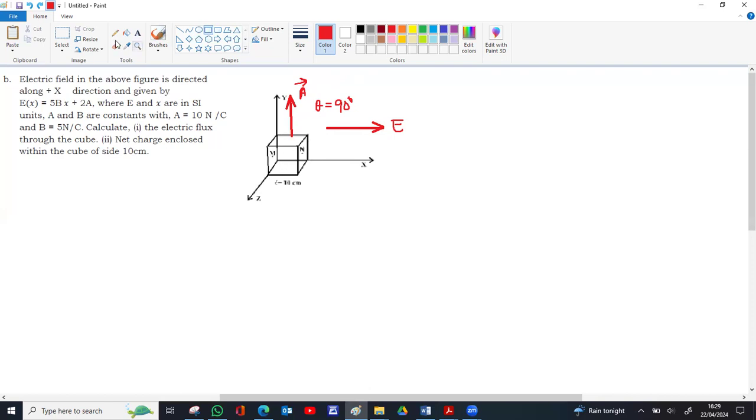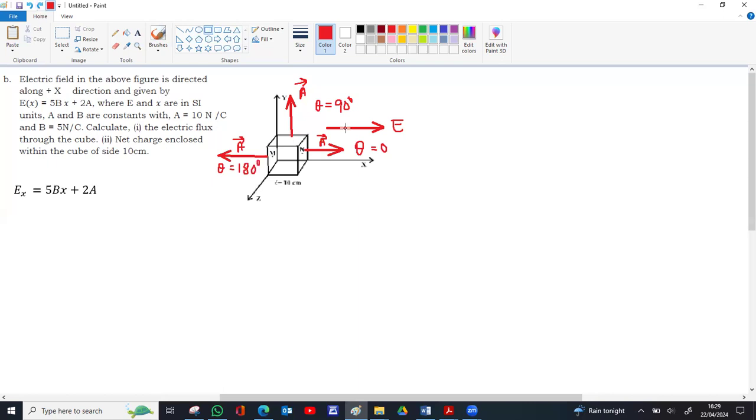Now for the right face N, the area vector is to the right, because the normal to the surface is to the right. In that case theta becomes 0 degrees. And for the left surface M, the area vector is to the left while the electric field is to the right, so the angle becomes 180 degrees. So you only need to find the electric flux through surfaces M and N. The other 4 fluxes become 0 because theta is 90 degrees.